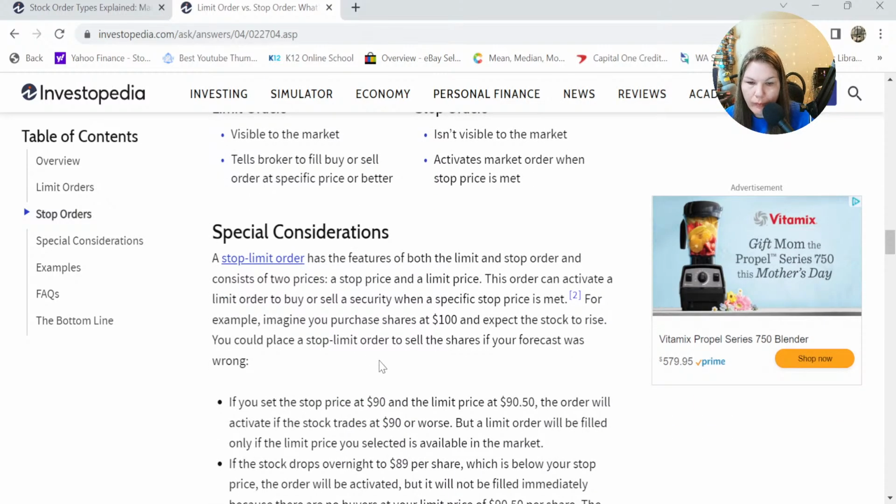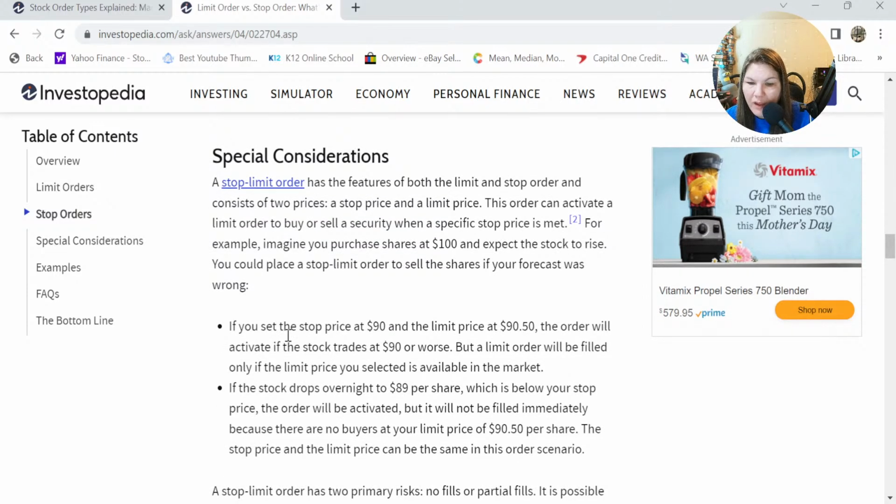So a stop limit order has the features of both the limit and stop order and consists of two prices, a stop price and a limit price. This order can activate a limit order to buy or sell a security when a specified stop price is met. For example, imagine you purchase shares at $100 and expect the stock to rise. You could place a stop limit order to sell the shares if your forecast was wrong. If you set the stop price at $90 and the limit price at $90.50, the order will activate if the stock trades at 90 or worse, but a limit order will be filled only if the limit price you selected is available in the market.